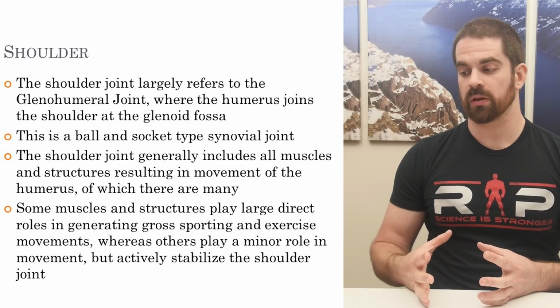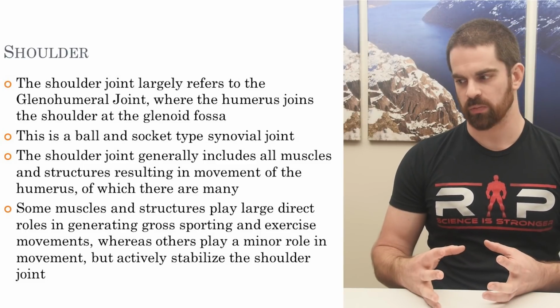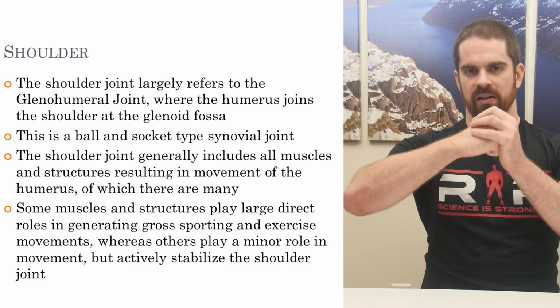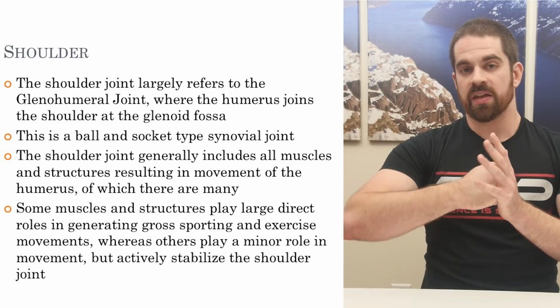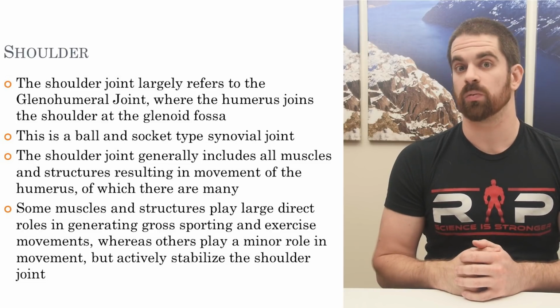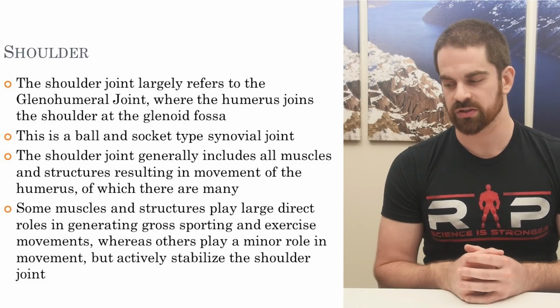So when we're talking about the shoulder joint now, we're generally referring to that glenohumeral joint, which is where the humerus joins the glenoid fossa in that nice ball and socket type joint, right? This joint can do all sorts of fun different movements, and it can do a pretty unique one that we'll learn about in a second called circumduction.